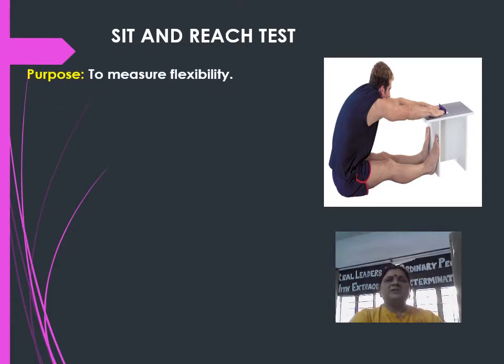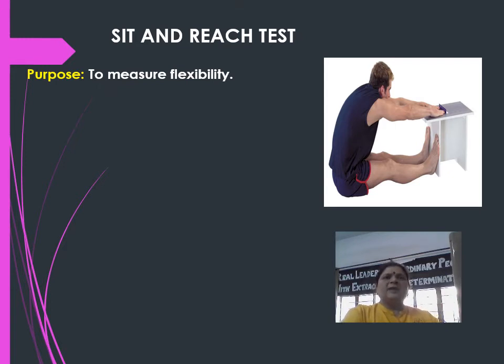The subject is asked to remove the shoes and place his or her feet against the testing box while sitting on the floor with straight knees. Now the subject is asked to place one hand on top of the other so that the middle fingers of both hands are together at the same length.